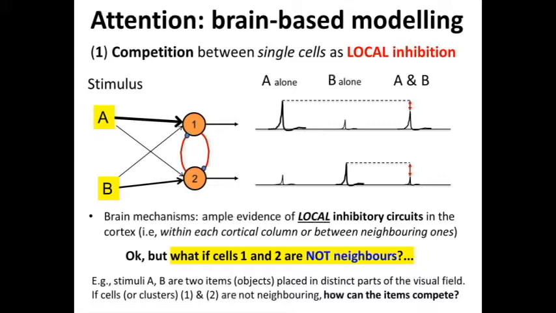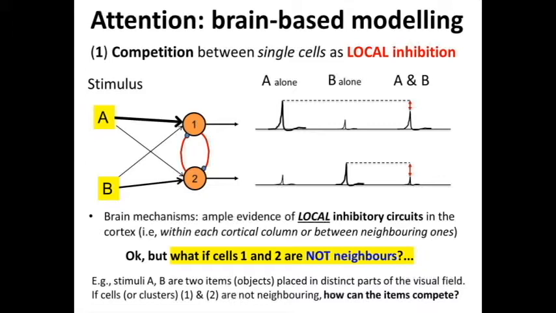Meaning that if two given cells are neighbors, then they compete by way of local inhibition with local inhibitory circuits in the cortex. But if we complicate this matter a little bit more, now if we make this a little bit more complicated by imagining that these two cells, class 1 and class 2, in that figure there, are not single cells, but rather cell assemblies.